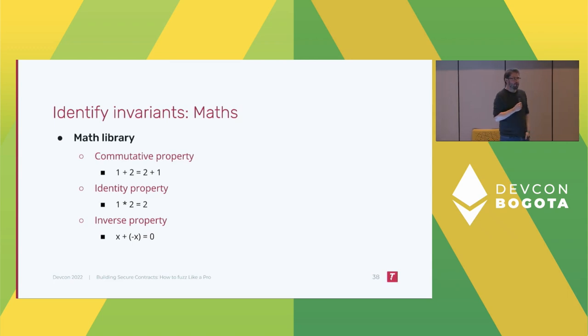Okay, to give you some example, let's say you have an arithmetic library. What invariant can you have? You can have commutative properties: A plus B is equal to B plus A. You can have identity: one multiplied by two should be two. Or inverse: if you add something to its opposite, it should be zero. This is not always true, right? But depending on what you are building, this might be the type of property you are looking for.